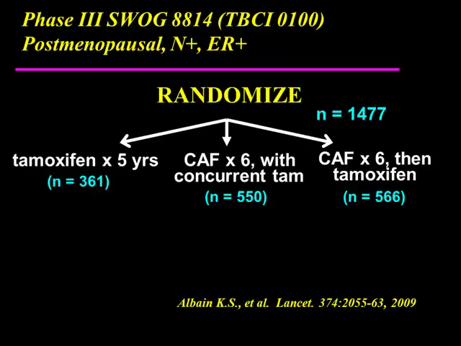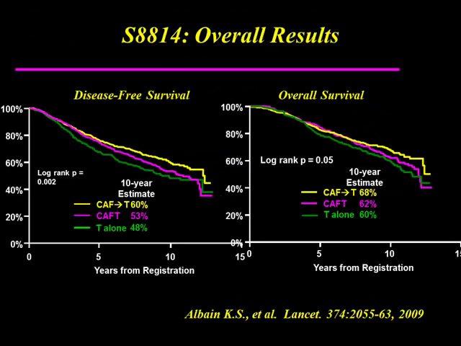I think all of you know S8814, Kathy Albane's landmark study in which postmenopausal node-positive, ER-positive women were randomly assigned to tamoxifen or chemotherapy plus tamoxifen, one arm being chemotherapy with tamoxifen followed by tamoxifen, and the other chemotherapy sequentially followed by tamoxifen, published in The Lancet a few years ago. This really established that chemotherapy is effective in ER-positive postmenopausal women, and these are the main results showing that CAF followed by TAM did better than the concurrent arm, but both did better than TAM alone, but not by very much.